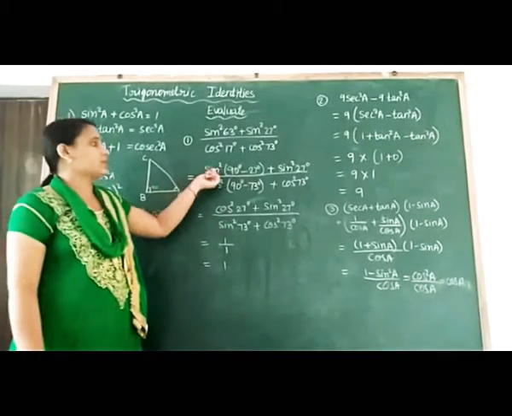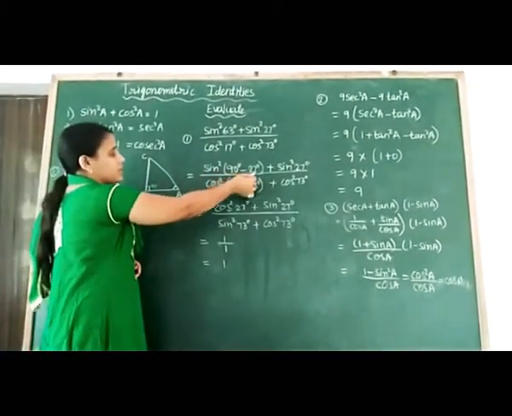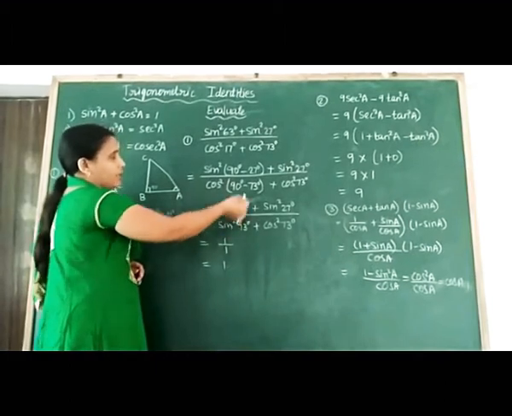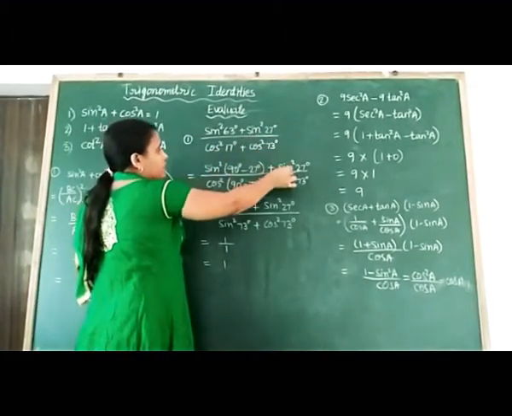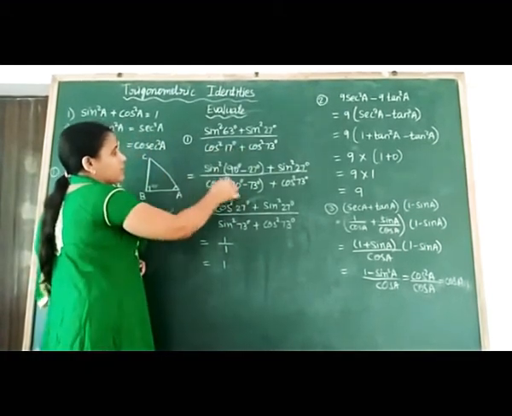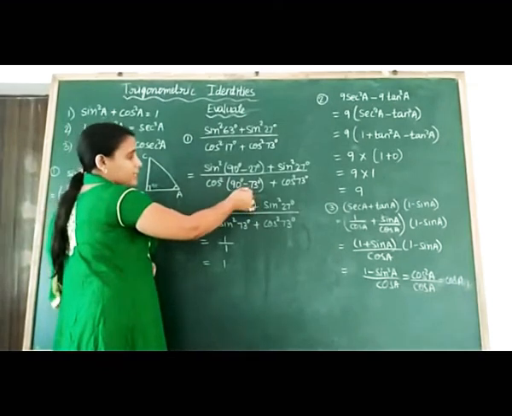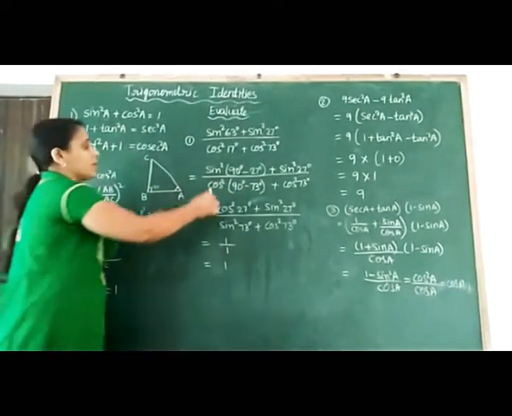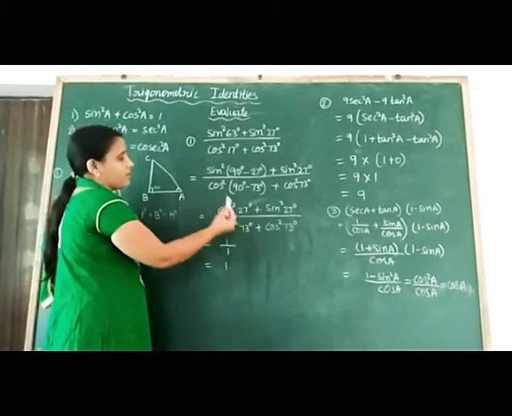So as you have studied, sin(90 minus A) is equal to cos A. So sin square (90 minus A) will become cos square A. A means this angle. Similarly, this one is written like this only, and this also I am going to change. Cos square 17 degree, 17 can be written as 90 minus 73 degree, and cos square (90 minus 73) degree, that is sin square 73 degree.